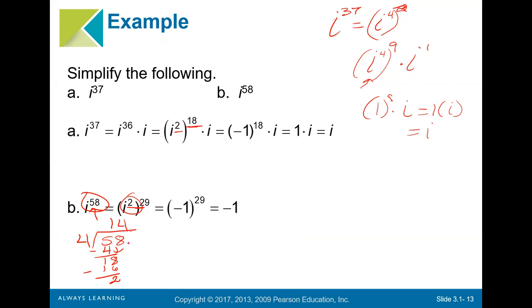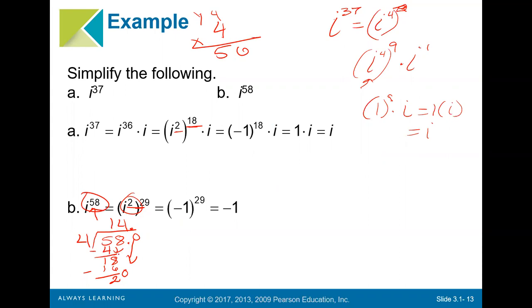What do I have to do? I've got to tack on a decimal, right? Bring down a 0. So what does this tell me? Well, let's check it out. What is 4 times 14? We know 4 times 4 is 16, carry the 1. 4 times 1 is 4, plus 1 is 5. So this tells me 4 times 14.